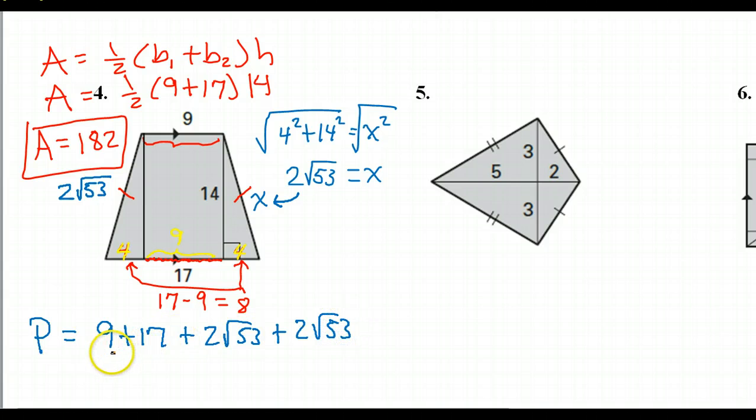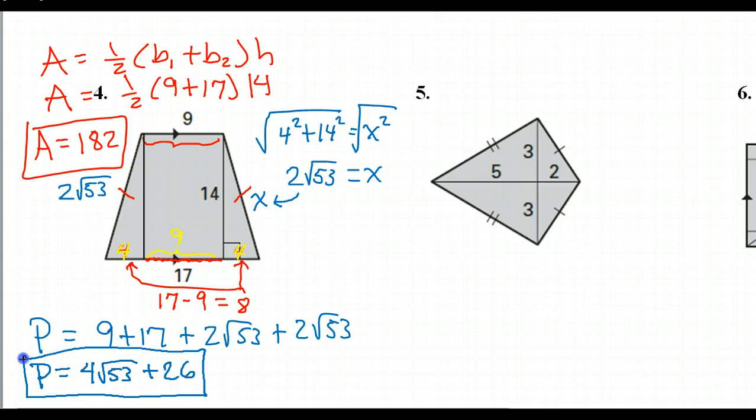Okay, if you put all that together, you get that the perimeter is equal to 4 radical 53 plus 26. Okay, so that would be the perimeter. Of course, if I ever needed a decimal, that's easy to come up with. In this case, that would be 55.1. Alright, so that is how you would find the perimeter.